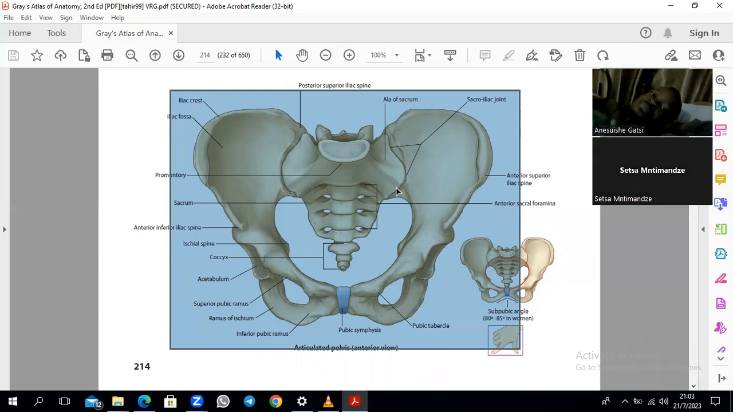Right. And in old age, it becomes fibrosed. It becomes a fibrous joint. That's why you then see the stooped posture, like you see the older generation now using a stick to walk. It's because these joints would have become fibrous.